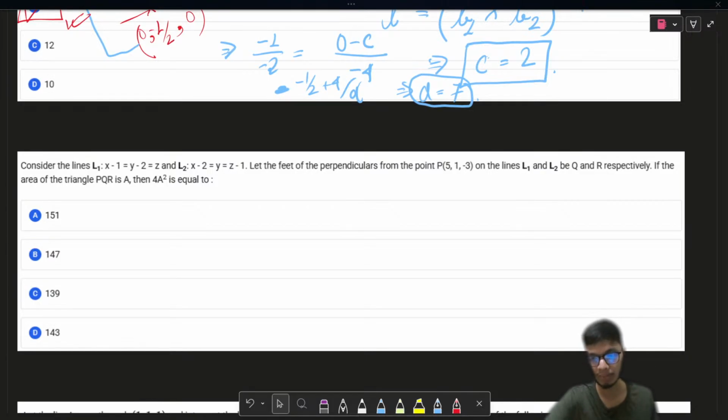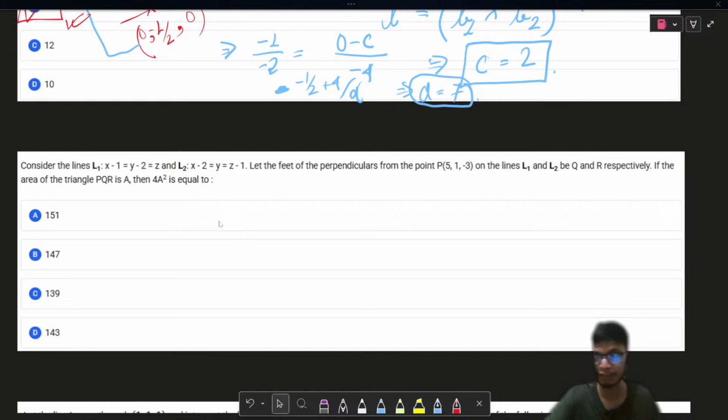Again, another very simple problem where the concept of lines is being explored. The question gives you the two equations of the line, and it asks about the feet of perpendiculars. They have drawn two perpendiculars from one point to two lines, given as R and Q. Then you have to find the area of this triangle.